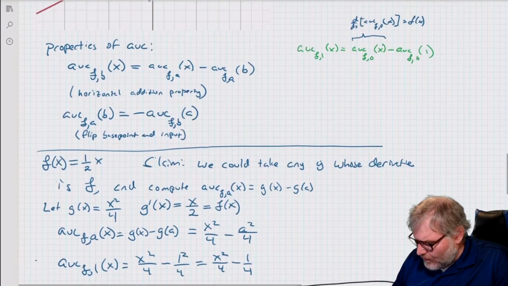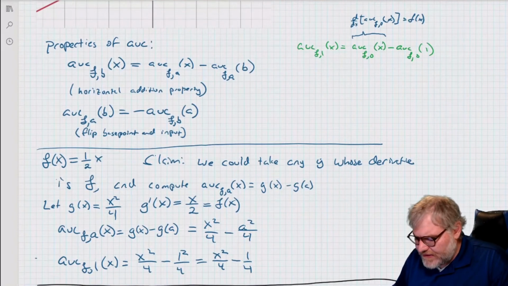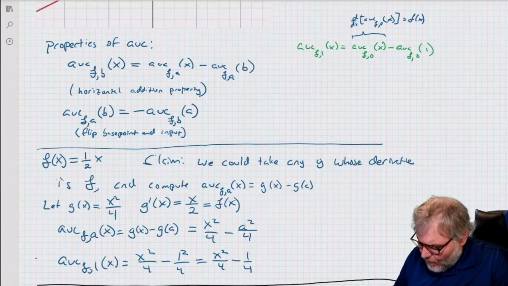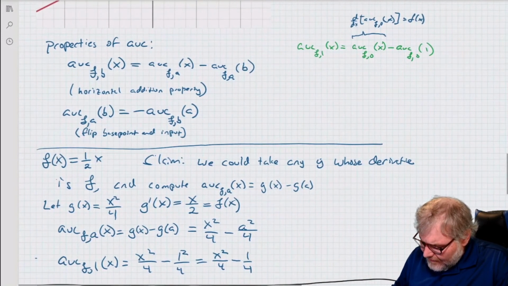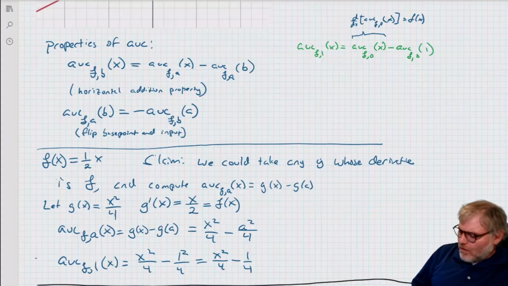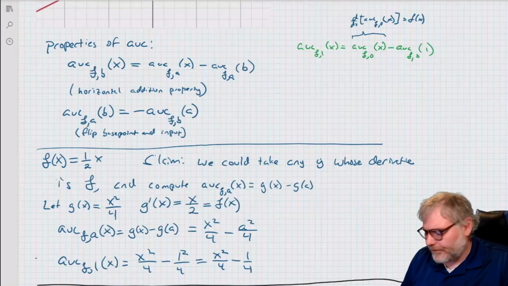Now, I'm going to make the following claim. I could have taken any g whose derivative is f and computed AUC FA of x by simply taking g of x minus g of a. So g of x is x squared over 4, that means g prime of x was x over 2, that's f. So I claim that AUC FA of x equals g of x minus g of a. So that would give me x squared over 4 minus a squared over 4. Or the area under the curve of f from 1 to x would equal x squared over 4 minus 1 over 4, which is what we found. That's interesting.